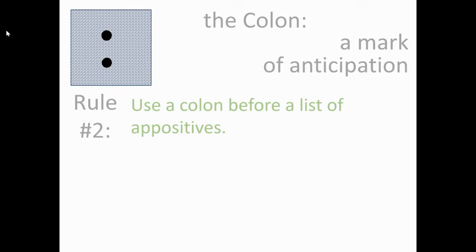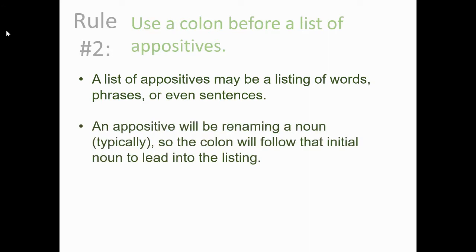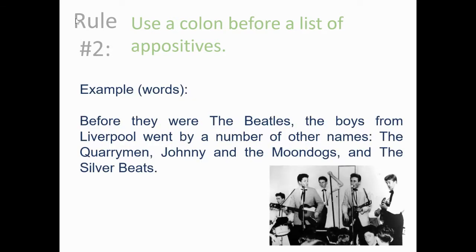The second rule we're going to look at is that a colon is used before a list of appositives. We know what an appositive is. An appositive is renaming a noun. Appositives could be words, they could be phrases, they could even be sentences. Typically, it's renaming a noun. So the colon is going to follow that initial noun by leading us into that listing.